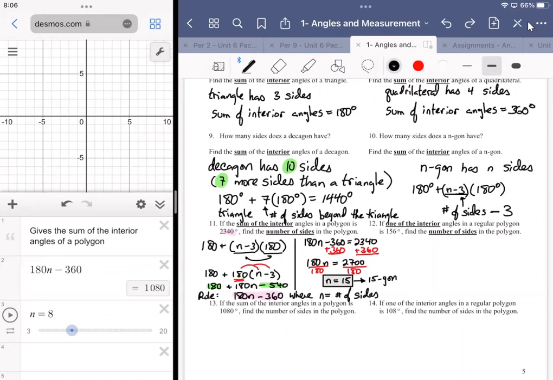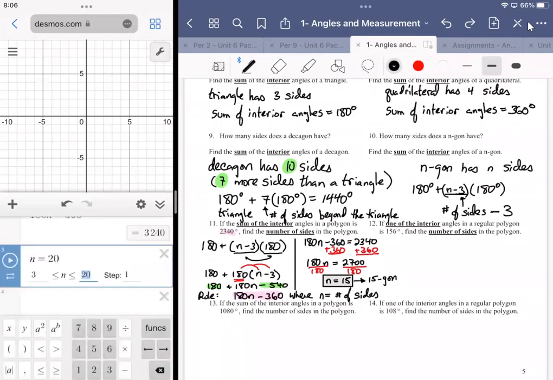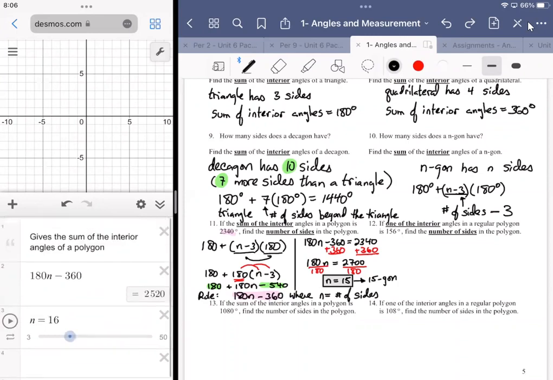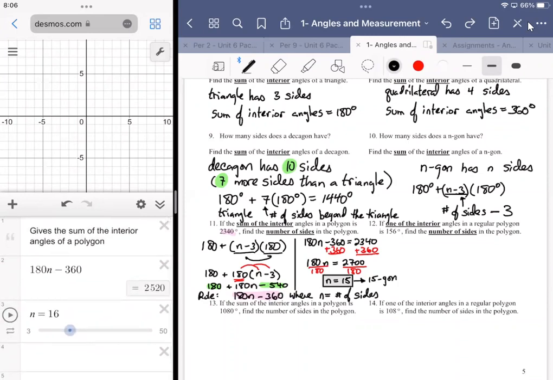And again, it works both ways: if you know the angle, you just slide your slider until you come up with the angle and see what the corresponding n value is. Since n has to be a whole number, eventually you're going to find it. And if 20 isn't big enough, like the degree measure is 20,000 or whatever, then just make this number bigger. Make it 50 if you want, and it'll allow you to keep going. So that's a pretty cool attribute of Desmos.